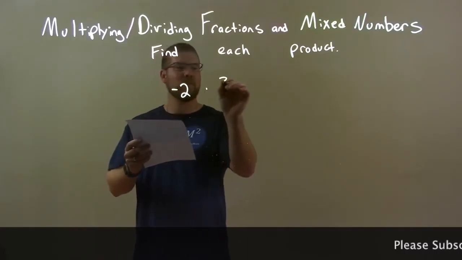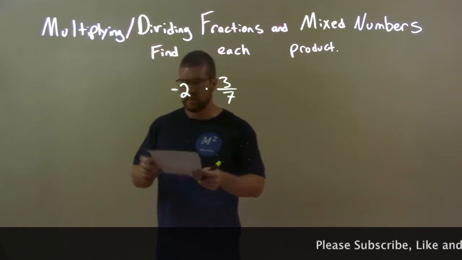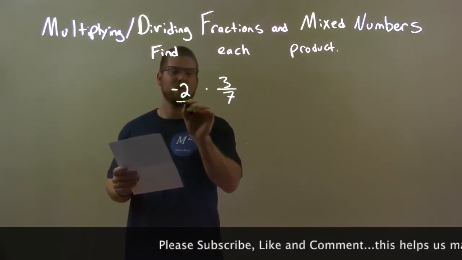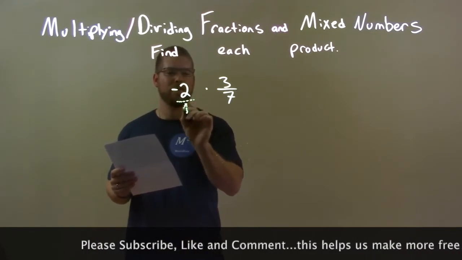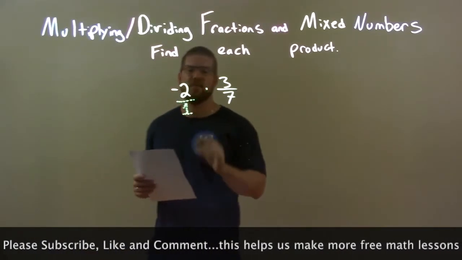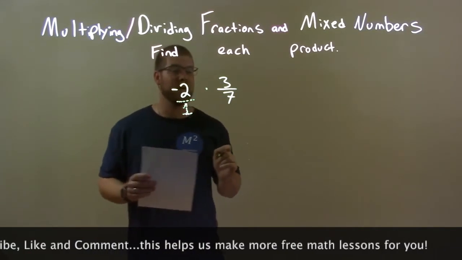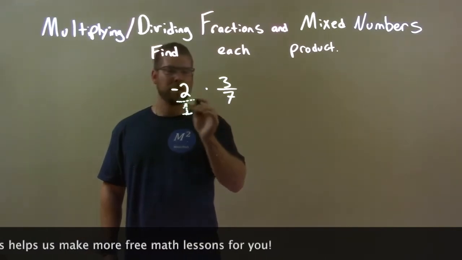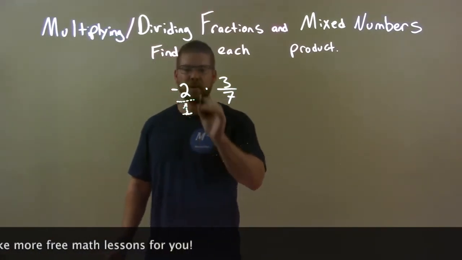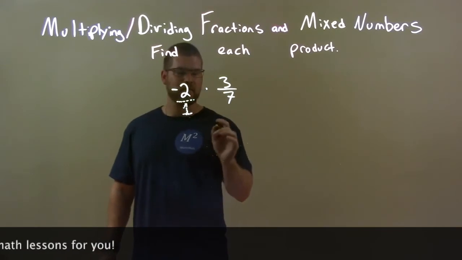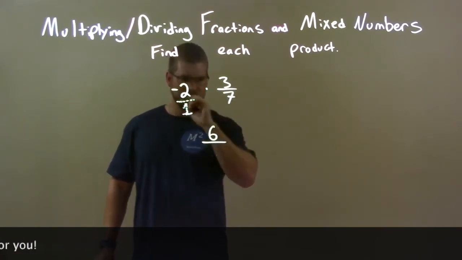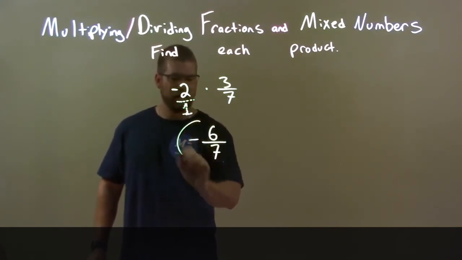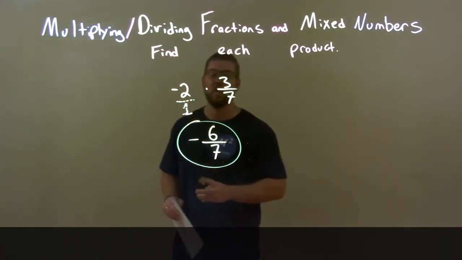-2 times 3/7. Okay? Well, we know that -2 is the same thing as -2/1. Okay? So it's like -2/1. Hopefully you can see that 1 with dots there, right? So with that, we just multiply, like we do all the other fractions, across the numerator and across the denominator. 2 times 3 is a 6. And a 1 times 7 is a 7. A negative times a positive is a negative, so our final answer is just -6/7.